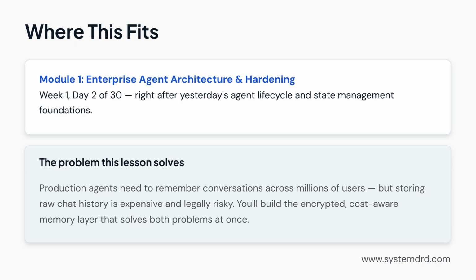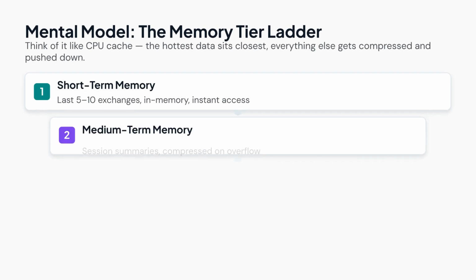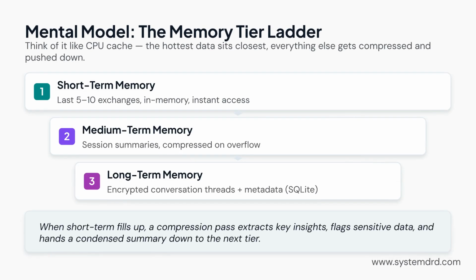Second, legal exposure. If that history contains personal data and you haven't classified or protected it, you're one audit away from a very bad meeting with legal. Today's lesson builds the system that prevents both. Here's the one picture you need to hold in your head for the rest of this lesson.